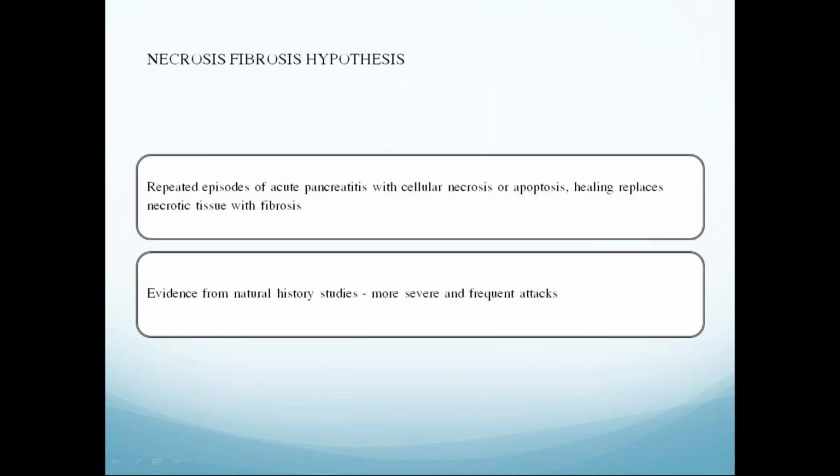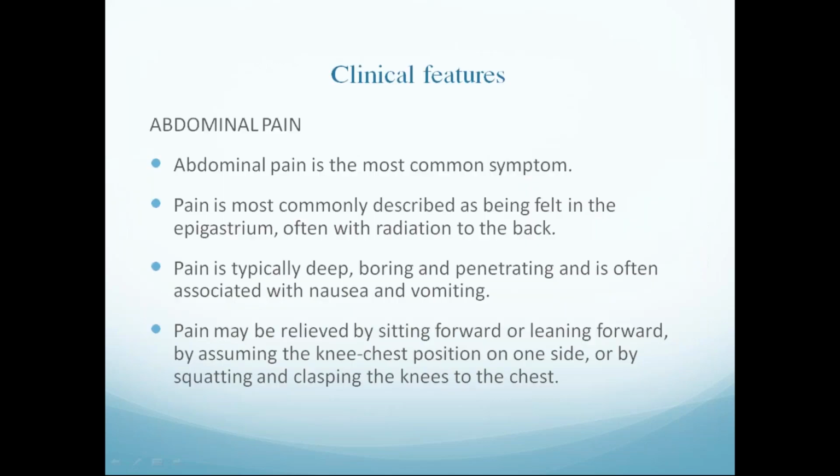And necrosis fibrosis hypothesis, this is another type of hypothesis that is proposed in the view of the chronic pancreatitis, that is repeated episodes of acute pancreatitis with cellular necrosis, healing replaces necrotic tissue with fibrosis, and evidence from natural history studies of more severe and frequent attacks. Coming to clinical features. So this is about the pathophysiology and anatomy.